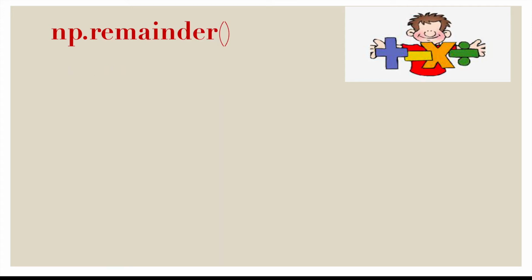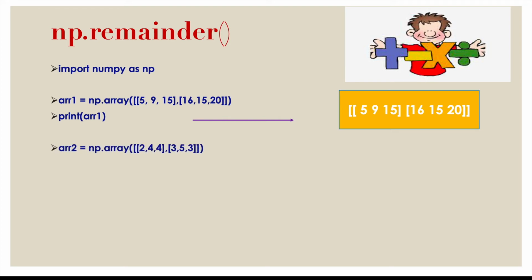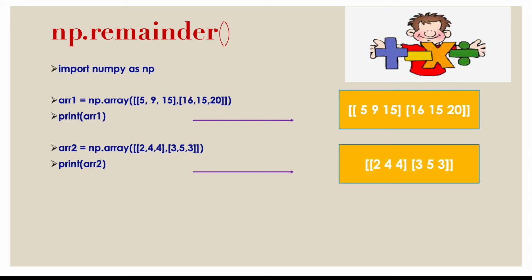Now let's see numpy's remainder function. It is another function for doing mathematical operations in NumPy. It returns the element-wise remainder of division between two arrays, array 1 and array 2. So let's understand by the simple lines of code. First we import numpy as np. Then we create our first array, array 1, by calling the np.array function and passing two arrays to it. This is going to create a two-dimensional array in a 2x3 format. Then we create our second array, that is array 2, by calling np.array and passing arrays to it. This is going to create another two-dimensional array in a 2x3 format.